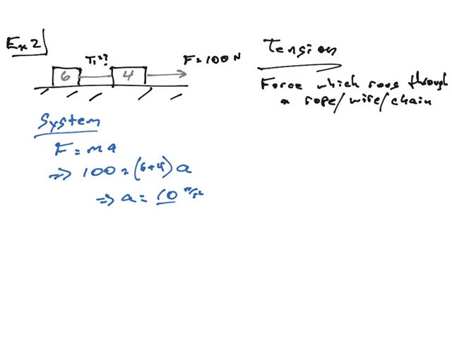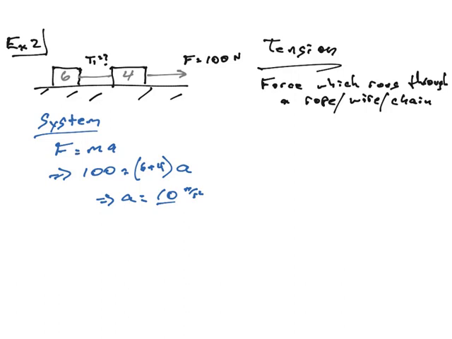All right. So I now know this whole system is going to accelerate to the right with an acceleration of 10. That implies, since everything's connected by ropes and all of that, that each piece of my system must also have this same acceleration. So block 4 is going to have an acceleration of 10. Block 6 is going to have an acceleration of 10. They're moving together because they're connected by a rope.